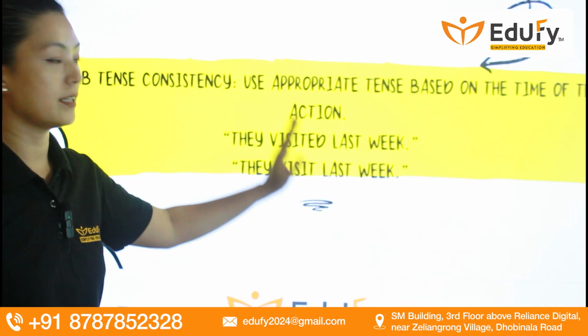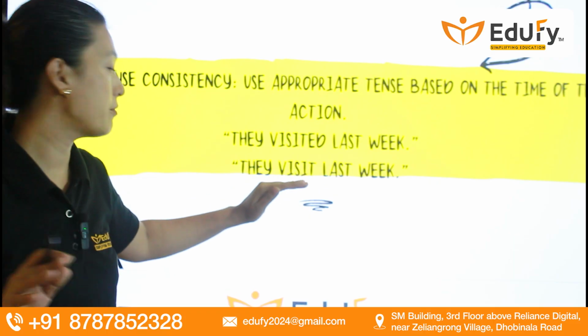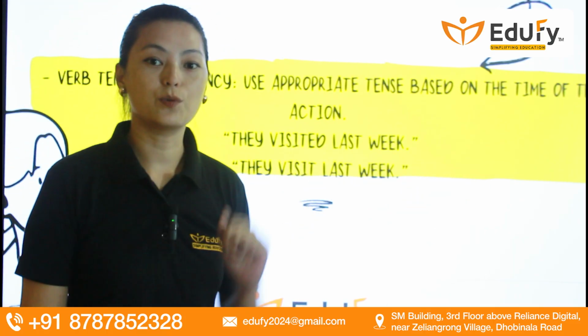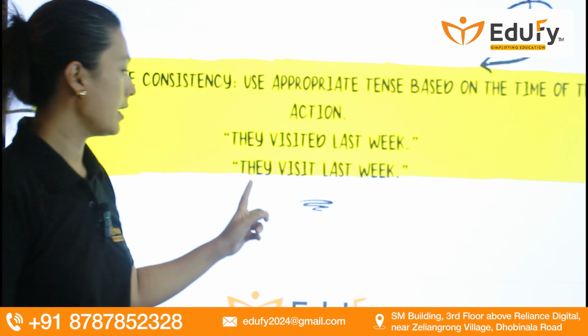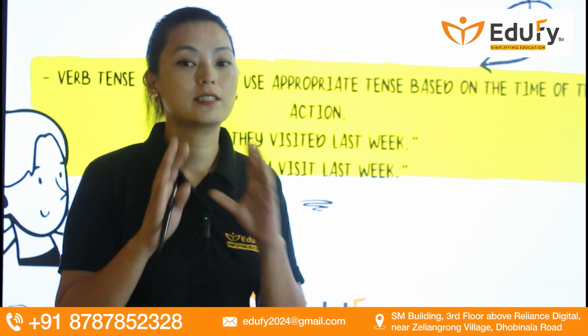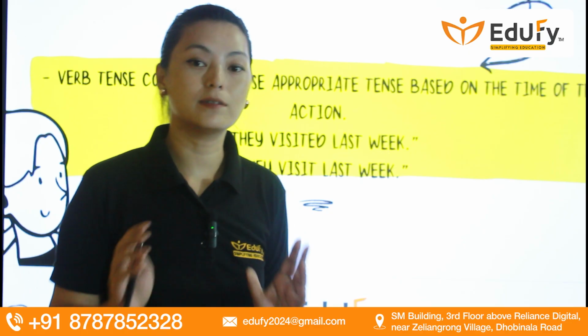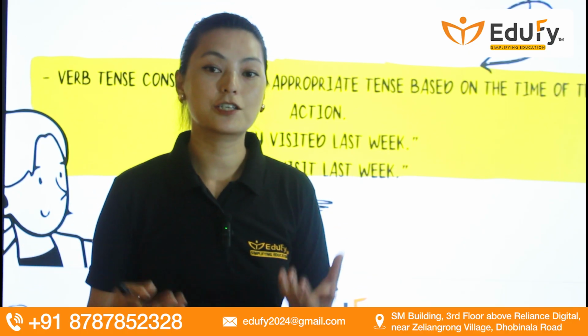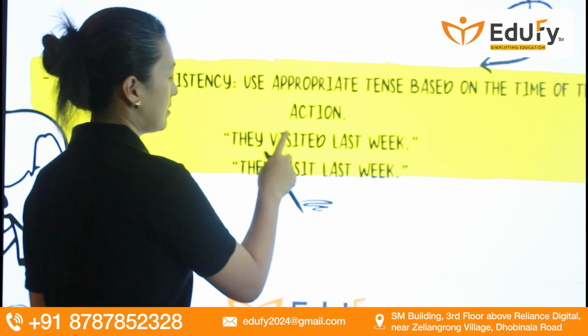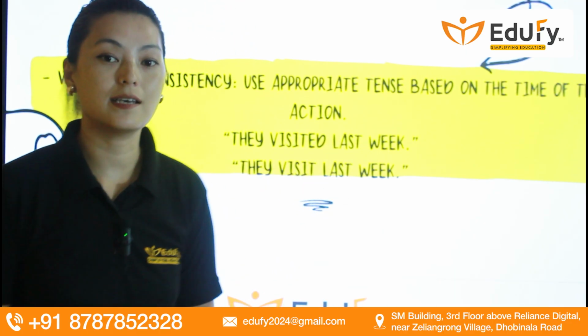So let's take a look at these two sentences. It will be very clear. They visited last week. They visit last week. We're talking about they visiting what? Last week. So the time is clear. We're clear about the subject. We're also clear about the time. It is talking about an action that has happened in the past. So therefore, in that case, the verb should be in the past as well.